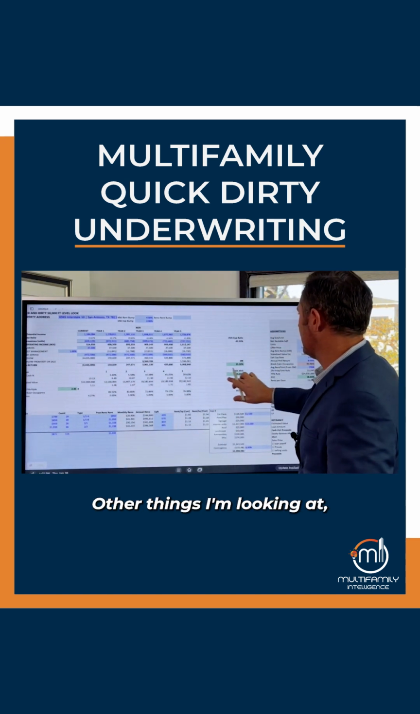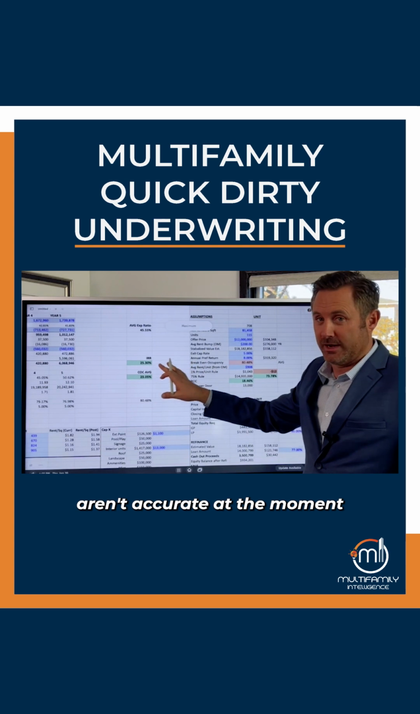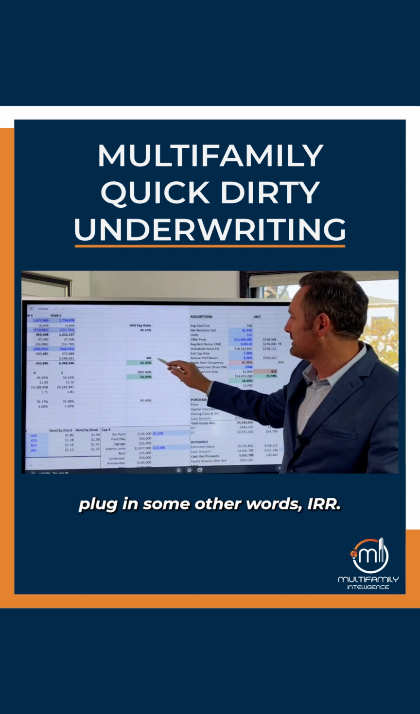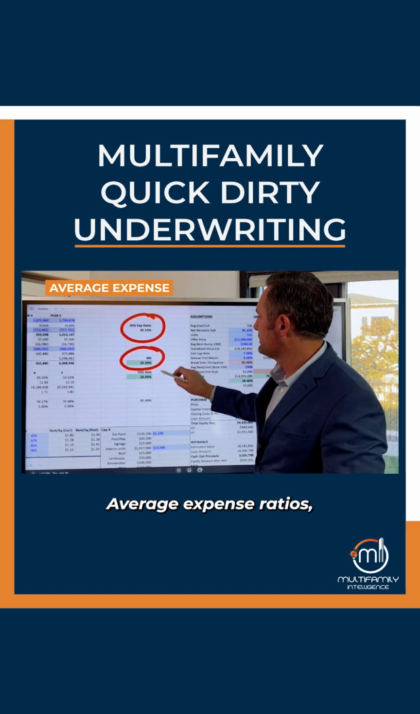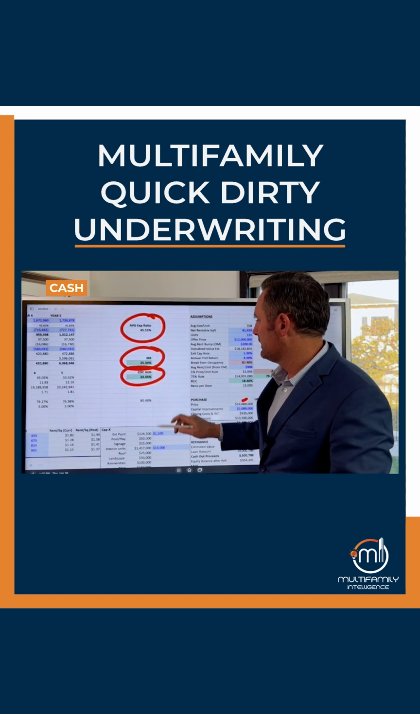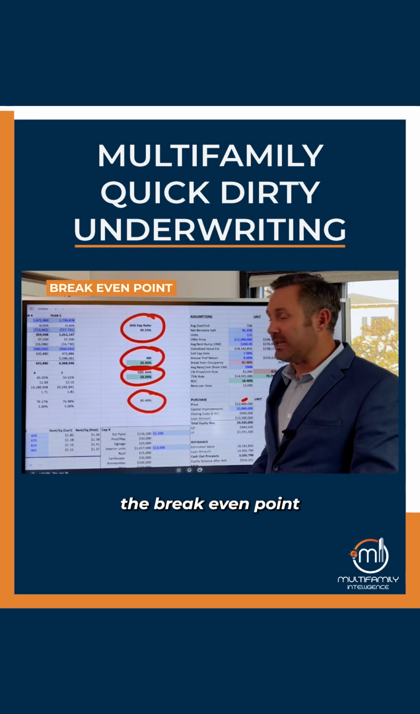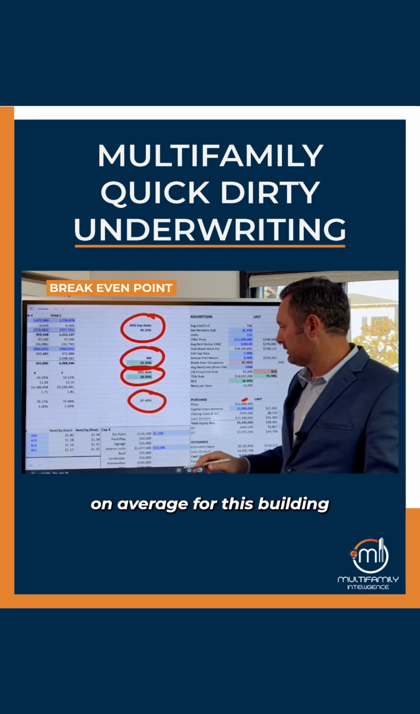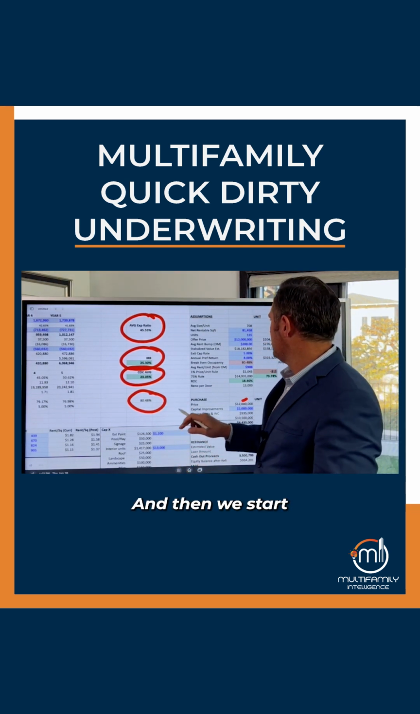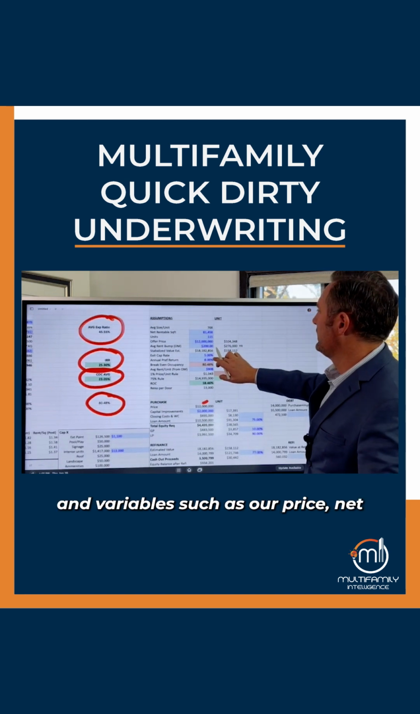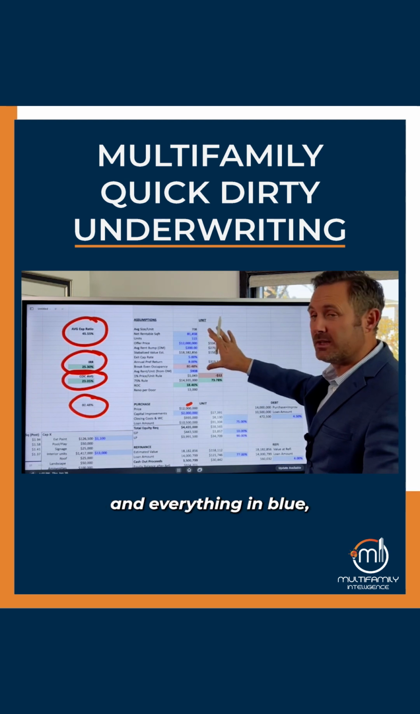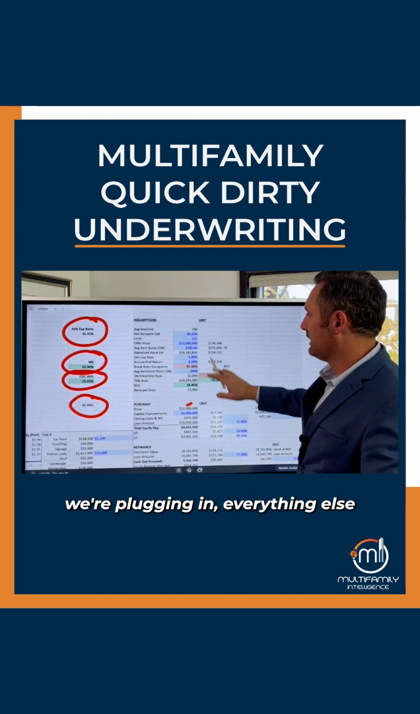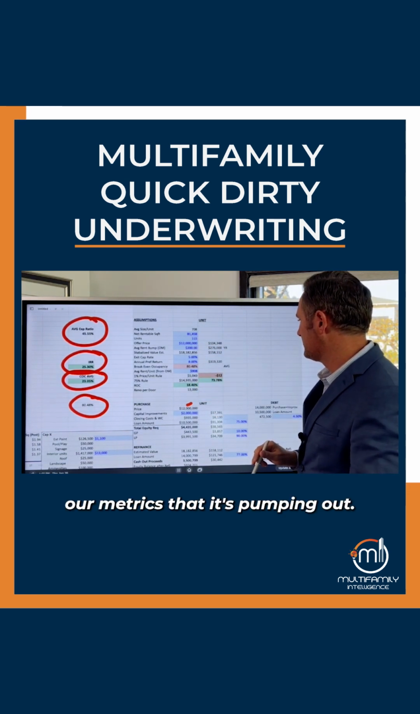Other things I'm looking at. Obviously, these numbers aren't accurate at the moment because I've got to plug in some other ones. IRR, average expense ratios, cash on cash returns, the break-even point on average for this building right now. And then we start plugging in some other assumptions and variables such as our price, net square footage, units, all these things. So everything in blue we're plugging in. Everything else is our metrics that it's pumping out.